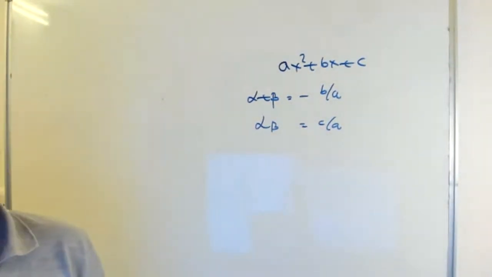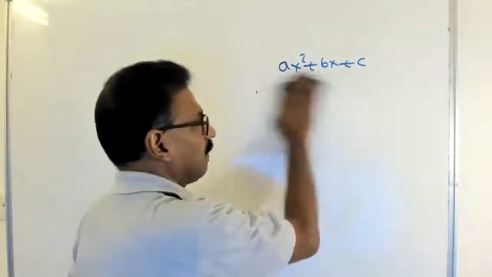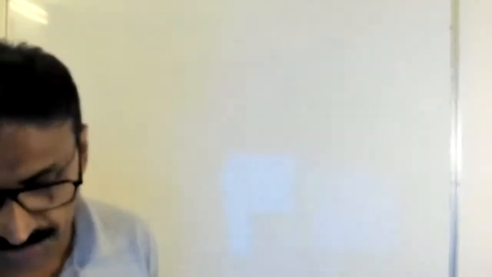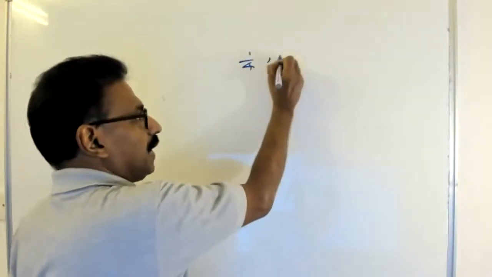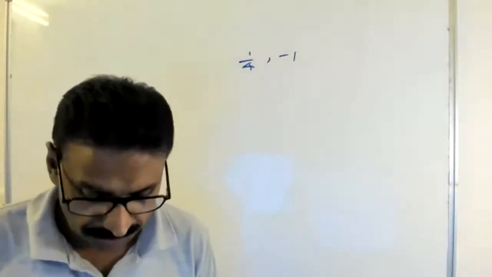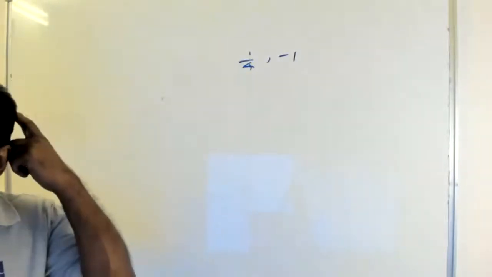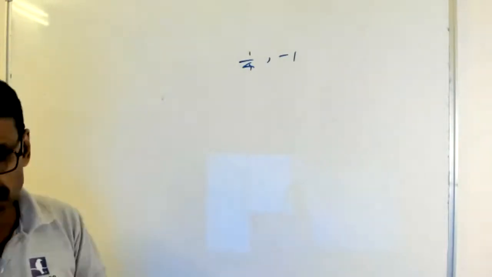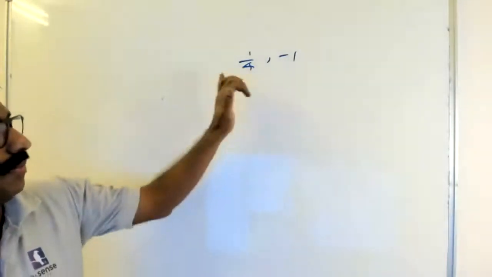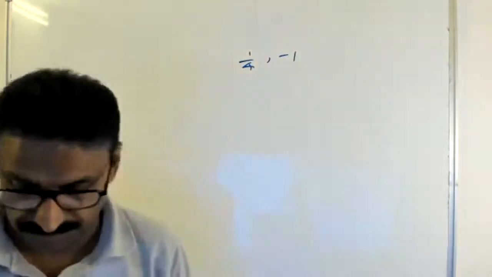So that means you don't have to do anything. Sum is given, product is also given. Then 1 by 4, minus 1. That means what? Sum is 1 by 4, not zeros. Sum is given. Sum is 1 by 4. Product is minus 1. We just need to find the zeros, that is enough.